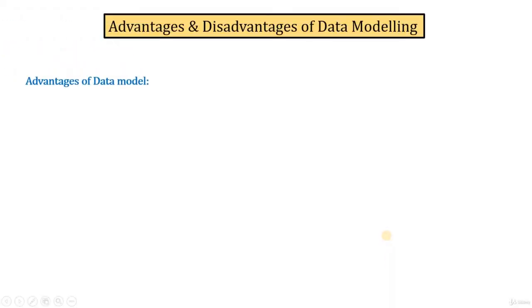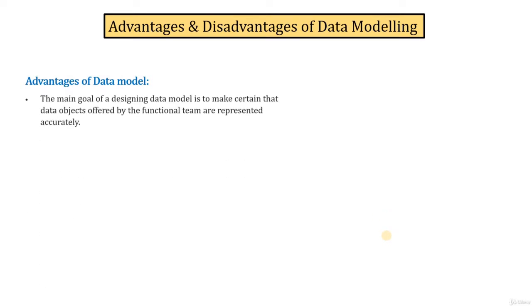So let's understand the advantages of the data model first. The main goal of designing the data model is to make certain that data objects offered by the functional team are represented accurately. So this is the process of making sure the business stakeholders are in sync with the technical team on how the data is being represented in the data warehouse system, so that when the data is processed and given to the end users, it is not misinterpreted and is understandable by the end users.